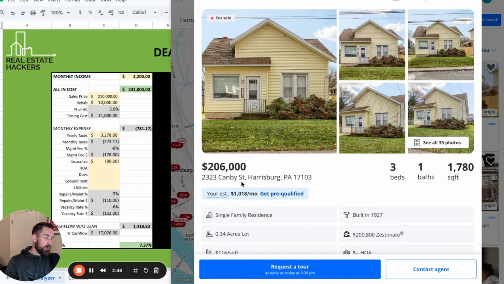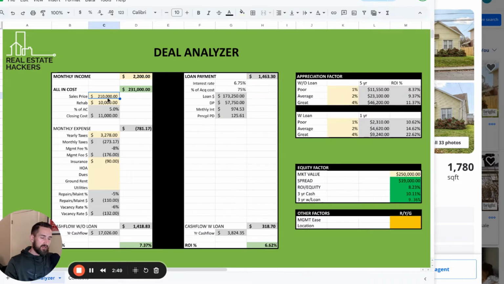So we're going to need to pull off the main numbers here. And so this property is listed for 206,000. So if we were going to purchase it for 206,000, we'd put that there. The rehab budget, we'll just put 10,000. You're going to want to be able to do a little bit more due diligence than just quickly scanning through the pictures on how much you want to spend on your rehab.